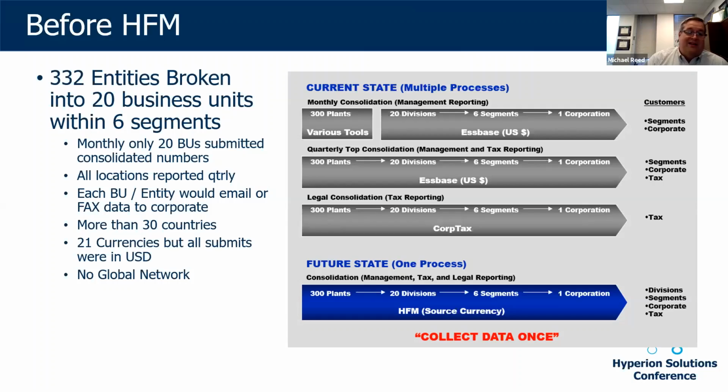One thing we noticed, they would use whatever exchange rate made their numbers look the best at the time. And also back in 2000, Textron did not have a global network. We were located in 17 different countries, and I would say about a third of our business units, a third of our entities, didn't have internet access.